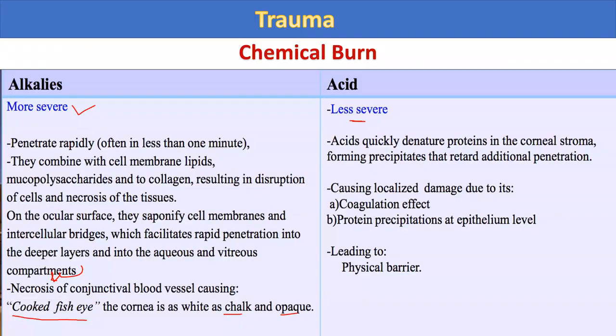On the other hand, the acid burn, the acid will cause denaturation of protein in the central cornea, forming precipitates. These precipitates will retard the additional penetration. So the acid will prevent its own spread by the precipitations that it will form. This localized damage is due to the coagulation effect and the protein precipitates, leading to such a physical barrier. So here the most important question is, what is more likely to cause more penetration? The alkali causing more penetration. Okay.